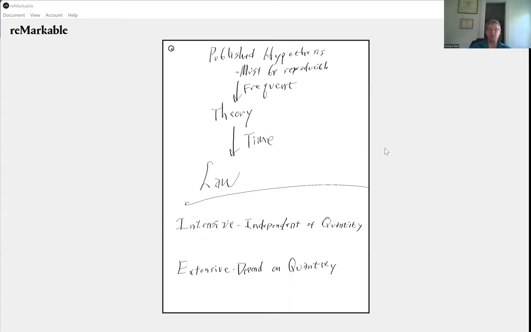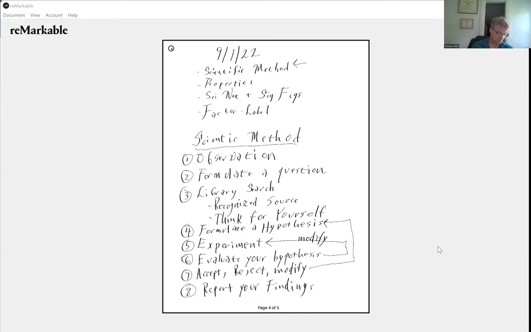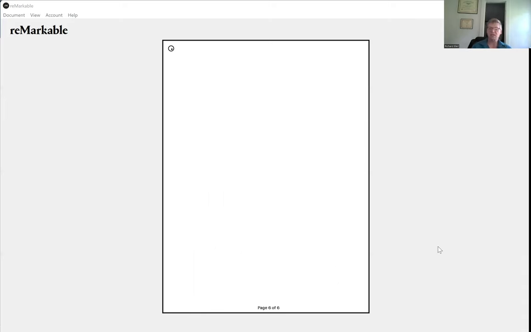Okay, I would ask if there are any questions about that, but if anyone answers, I would scare myself. So we did scientific method, we did properties. Let's talk a little bit about scientific notation and sig figs. You're going to see scientific notation a lot, so you want to be familiar with it. Scientific notation is a shorthand.